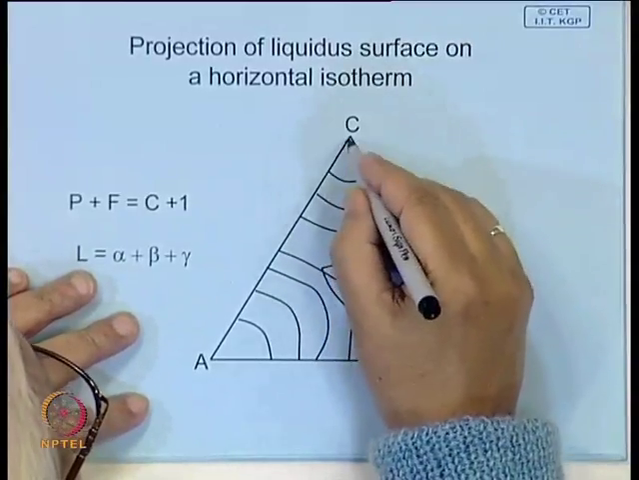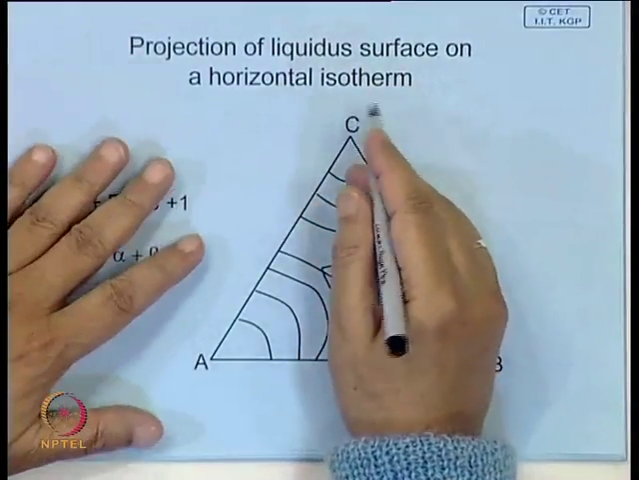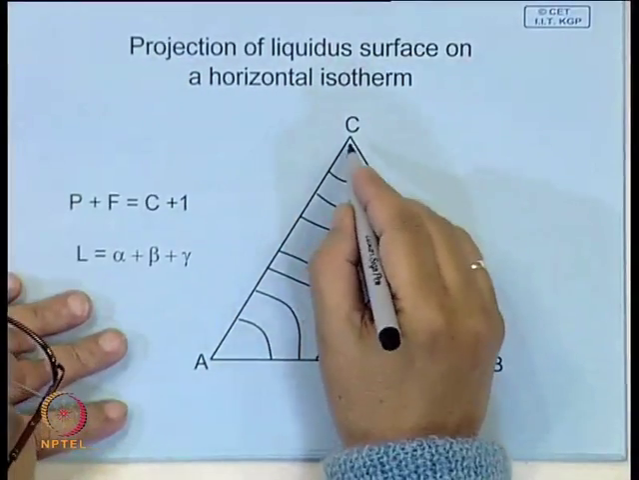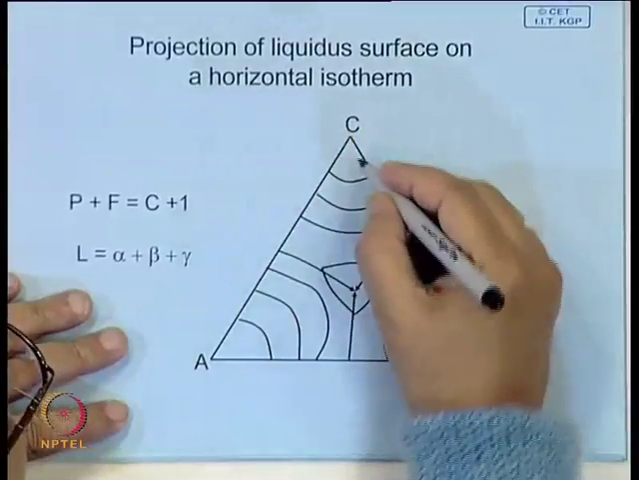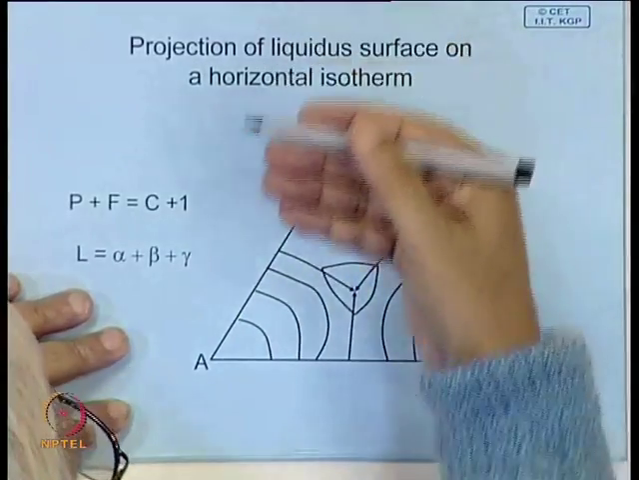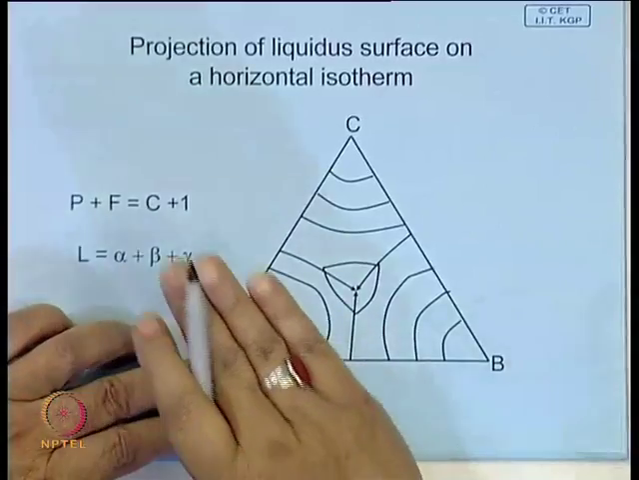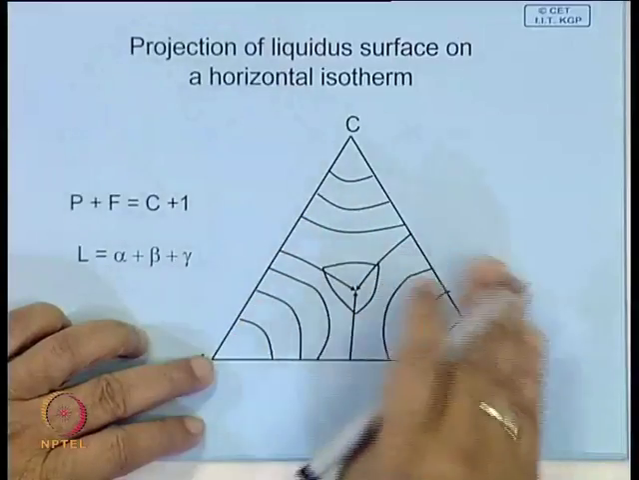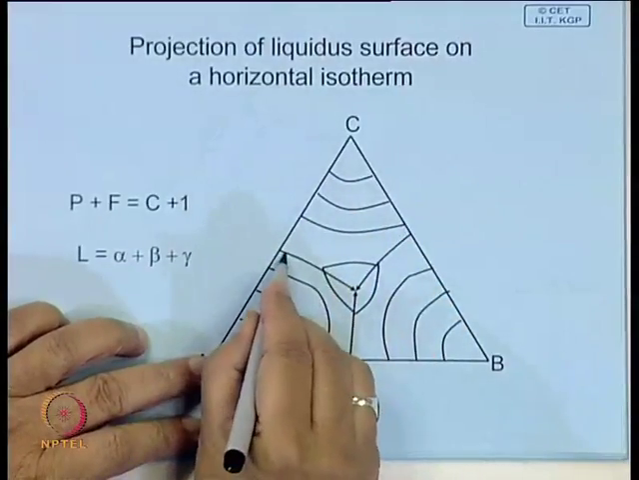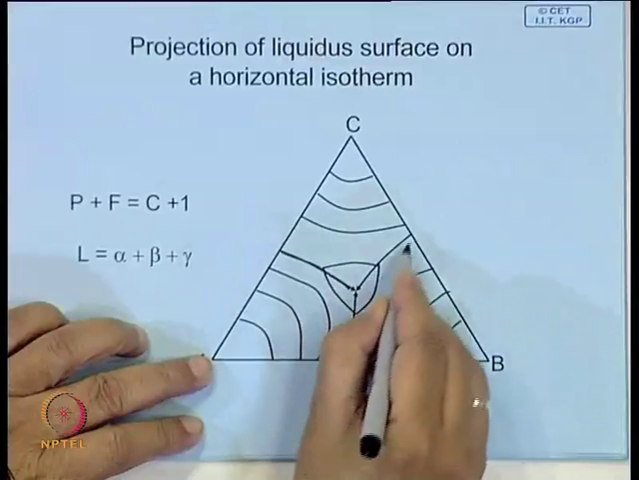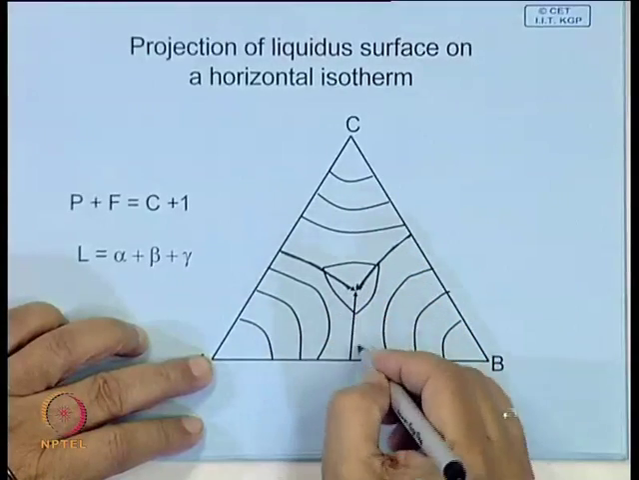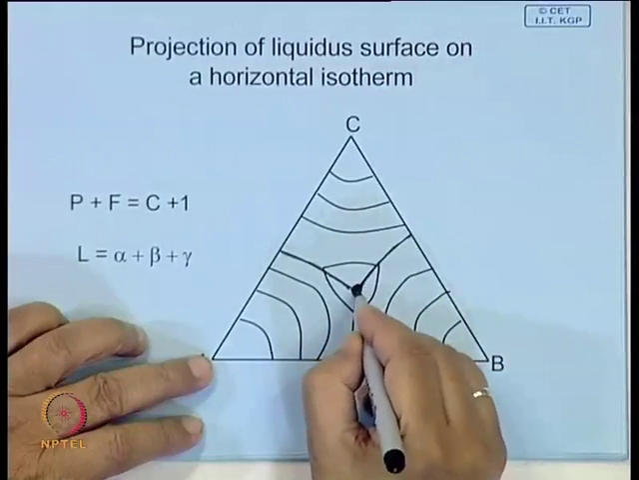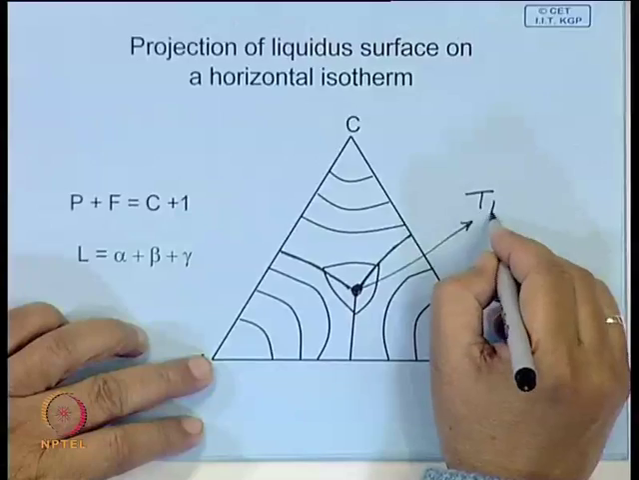So, this is the liquidus surface, and this is the projection of the liquidus surface on a horizontal plane. If you look from the top, it will look as if this is a surface coming down from the melting point of A, like this and like this, and they will all meet along these curves. And this is the ternary eutectic point. This point is the ternary eutectic.